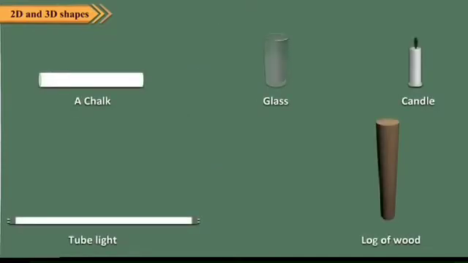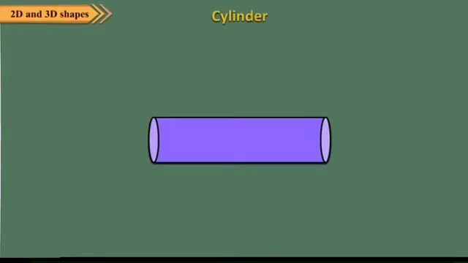Children, we have seen all the objects shown here in our daily life. All these objects have the shape of a cylinder. A cylinder has no vertices. It has 2 curved edges and 3 faces. One face of a cylinder is a curved face. 2 faces, that is the top and bottom of a cylinder, are flat.